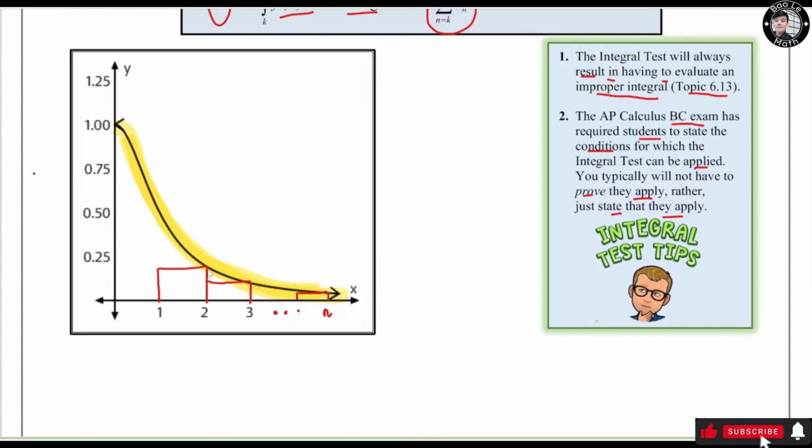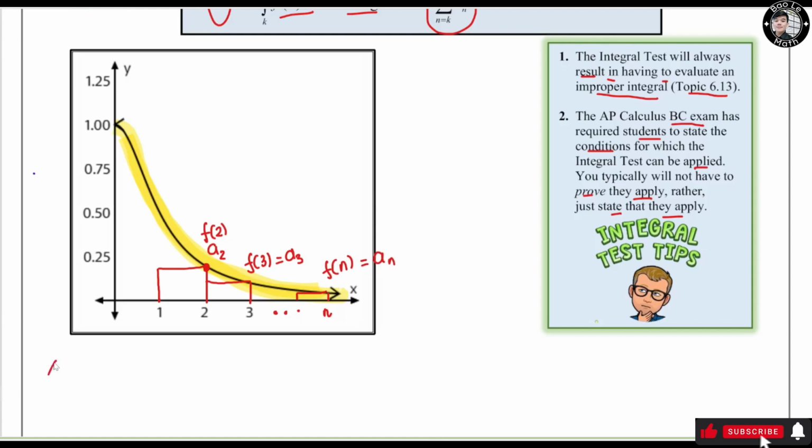We have this point right here, which is the height of the rectangle. It's going to be f of 2, and this is actually a sub 2. This one is f of 3, and this is actually a sub 3. This one is f of n, and this is actually a sub n.